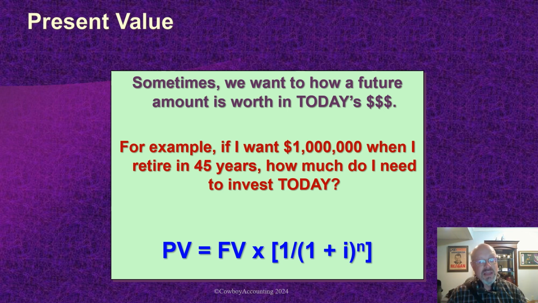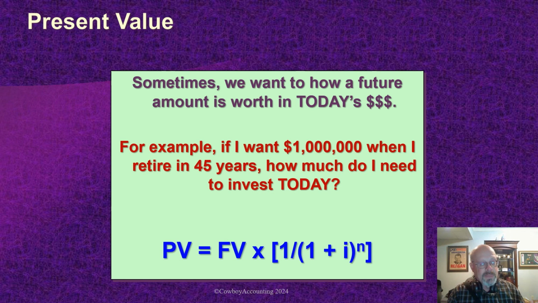It'll discount that back. This is really nothing more than an algebraic manipulation of the original equation. Instead of having future value by itself on the left side and present value on the right side, we're now going to put present value on the left side of the equation and move future value to the right side of the equation, and we end up with this formula.